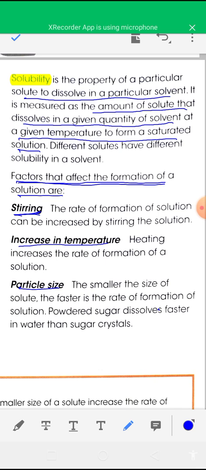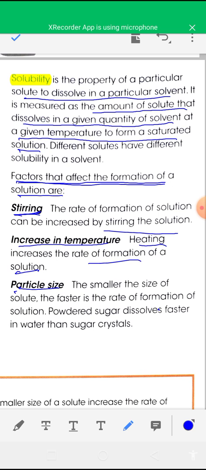The rate of formation of solution can be increased by stirring the solution. The second factor is increase in temperature. Heating, that is increase in temperature, increases the rate of formation of solution.